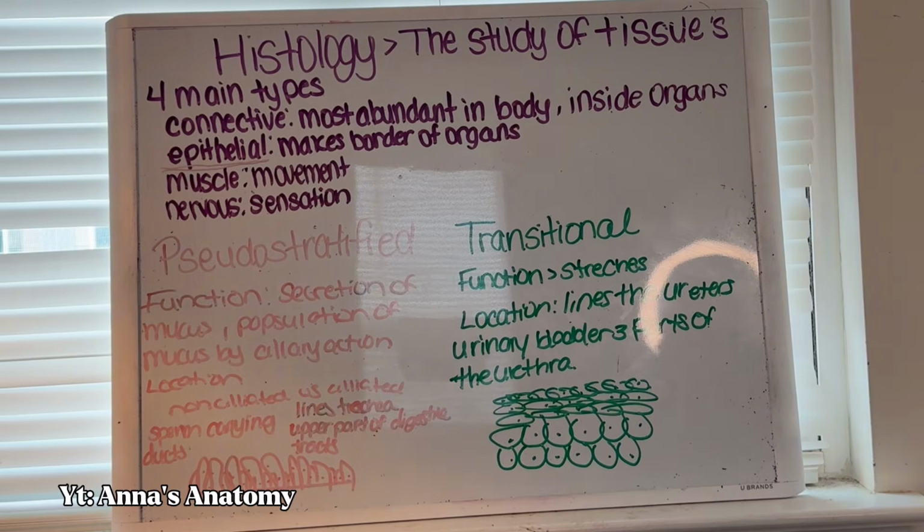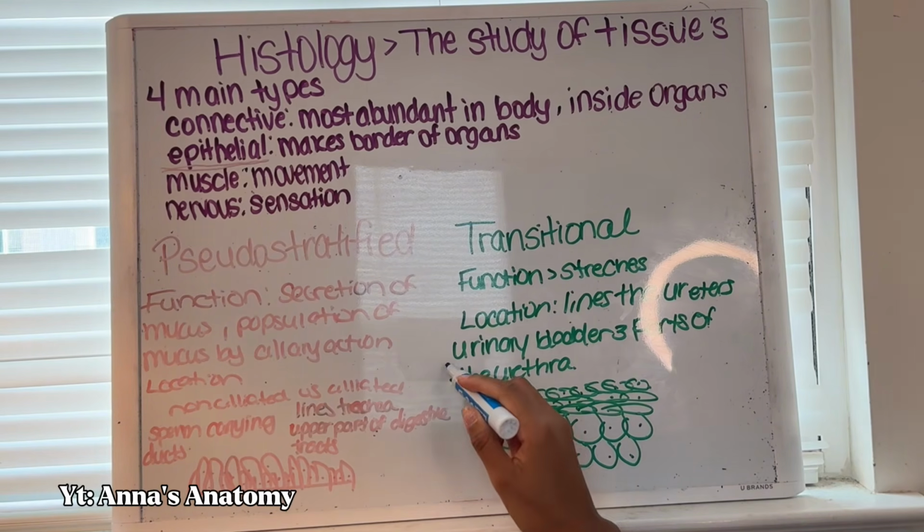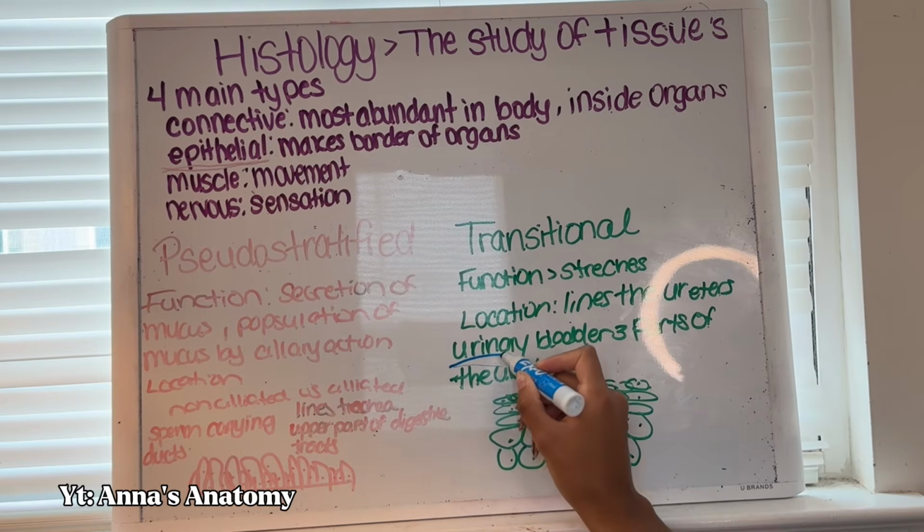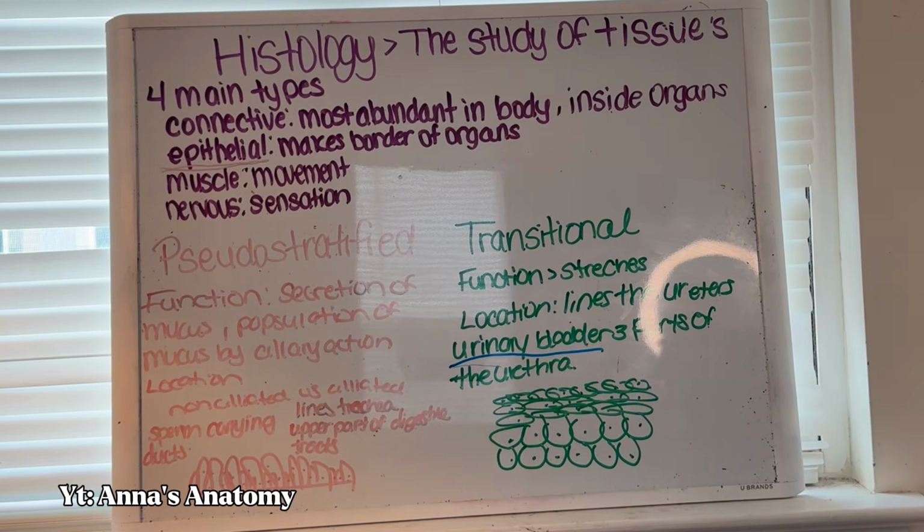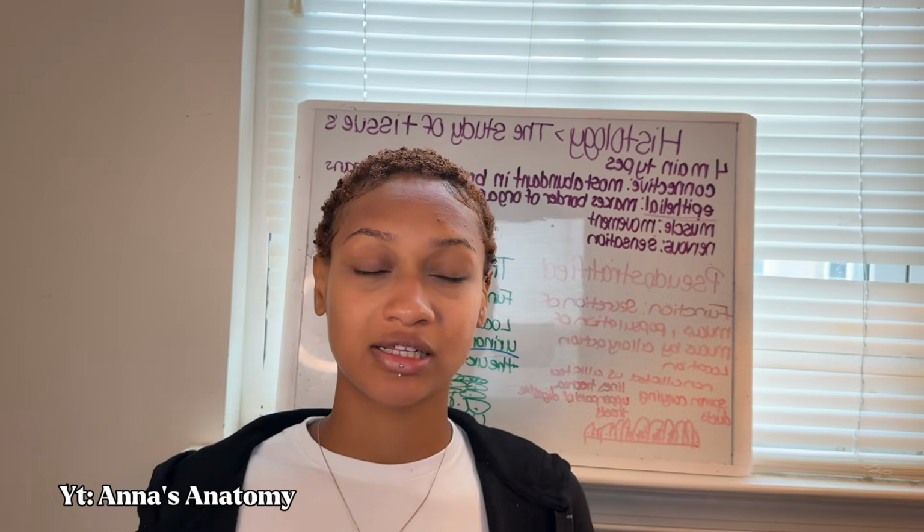Now we have transitional. The function of transitional epithelium is it stretches readily. You'll find this in the lining of the ureters, urinary bladder, which is mainly the biggest thing, urinary bladder, and parts of the urethra. And as you can see, this is squamous and cuboidal. It literally is transitioning into a different cell shape. Okay, that concludes our lecture.